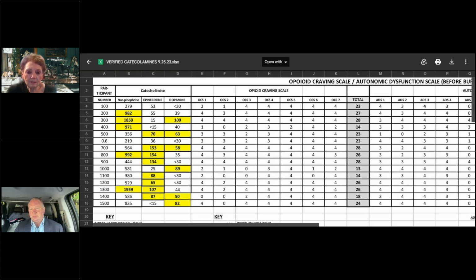I noticed there the opioid craving scale and the autonomic craving scale. The other one is a neurotoxicity scale. I noticed how high their craving is, and how bad their symptoms are.